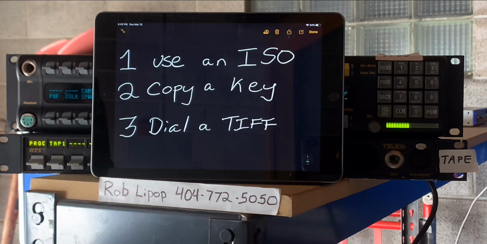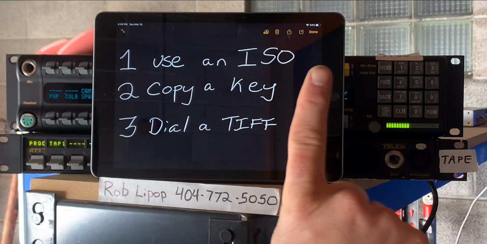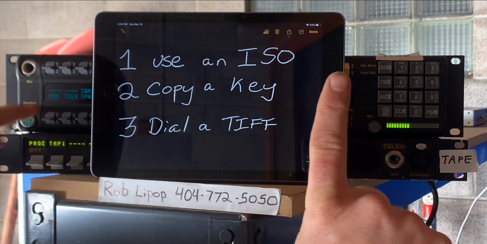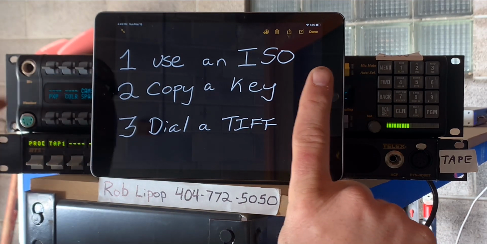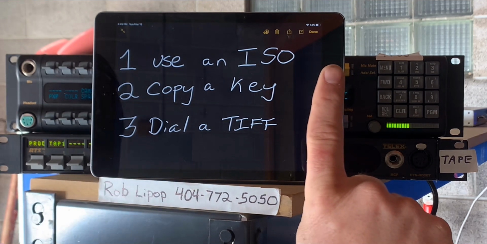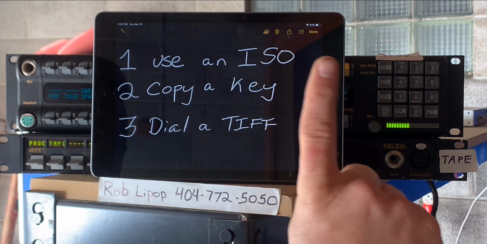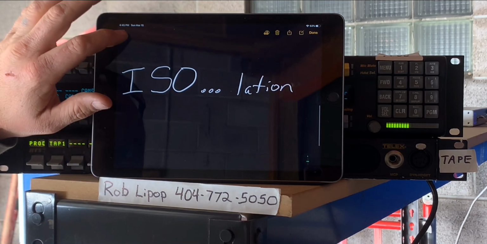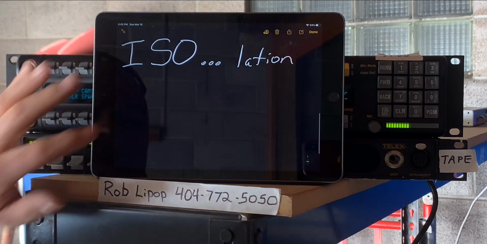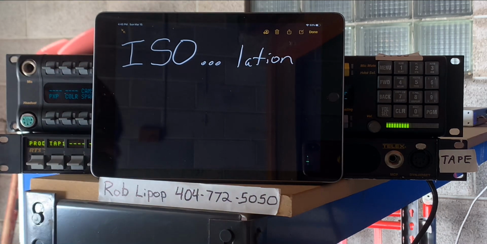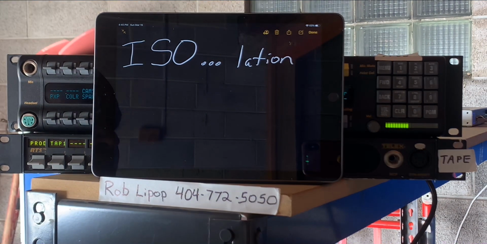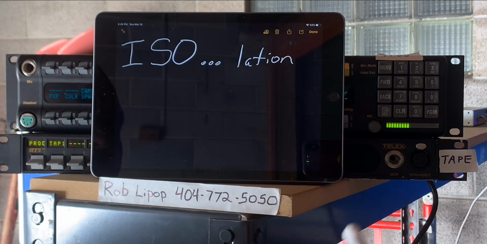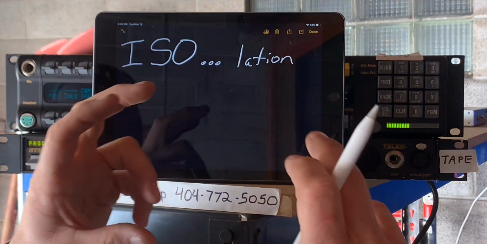The first topic we're going to cover is topic number 1, how to use an ISO key. An ISO key is something you probably can't tell a whole lot about just from a user experience. It's more in the programming of the intercom. ISO stands for isolation, and the purpose of an ISO key is to isolate someone so that you can have a point-to-point conversation with that person, even though they may already be a part of a party line.